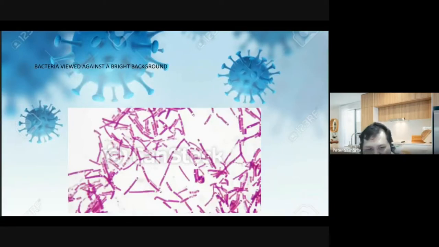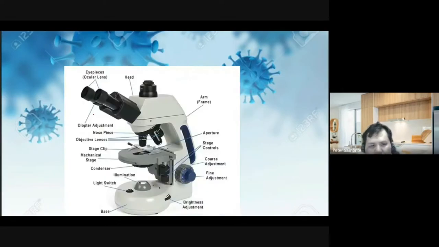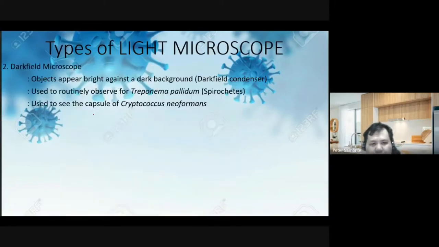Then here's an example, guys, of how your bacteria will appear against a bright background in a bright field microscope. If you notice, the organism would appear colored or dark against a bright background. So this is an example, guys, of your bacillus, a gram-negative bacillus. Then again, an example of your bright field microscope.